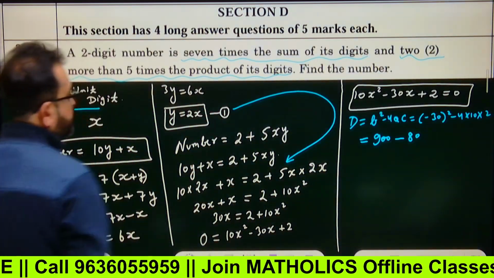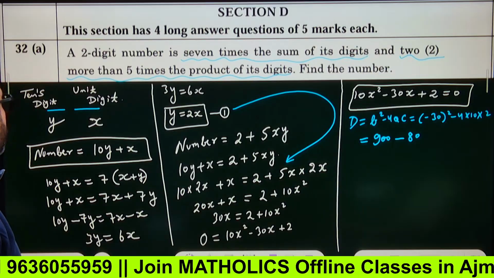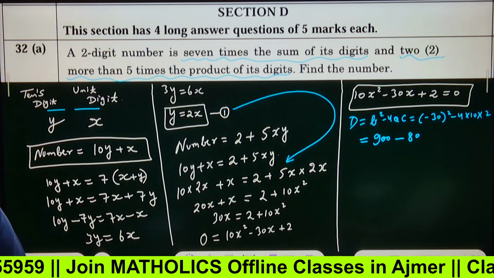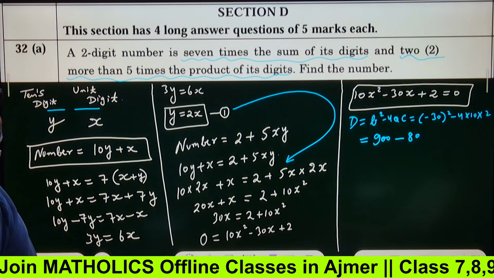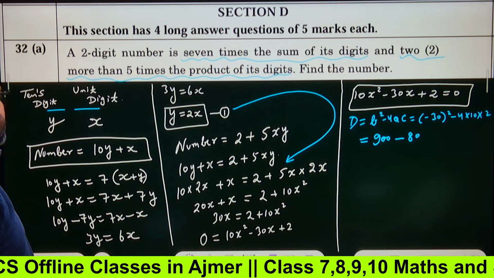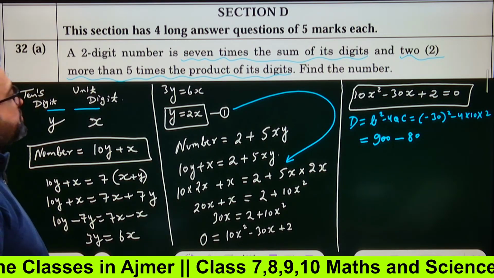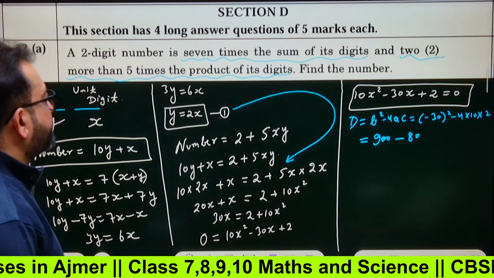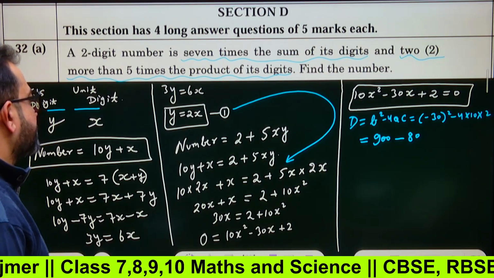A two-digit number is 7 times the sum of its digits. Okay. So 10y plus x equals 7x plus 7y. So 3y equals 6x. Okay, so y equals 2x. Done. The number is 2 more than 5 times the product of its digits, which means 2 plus 5xy.